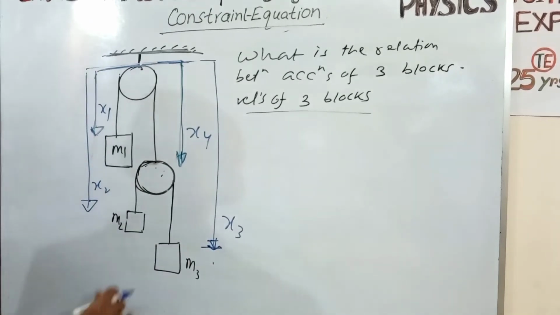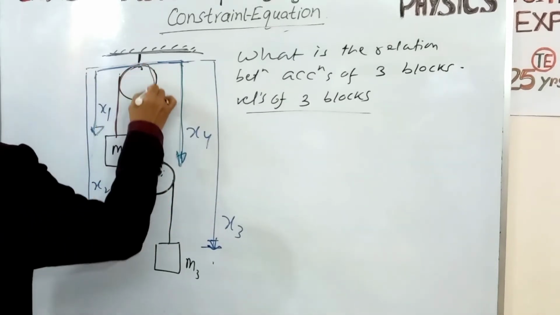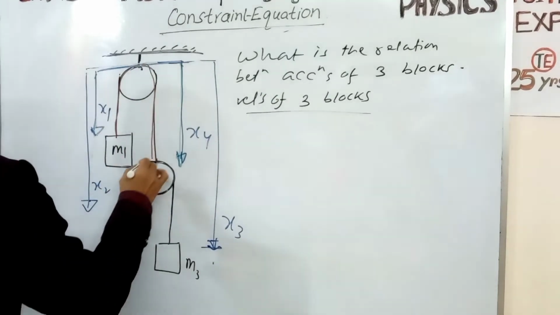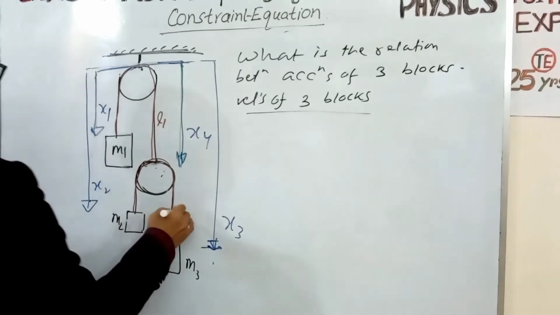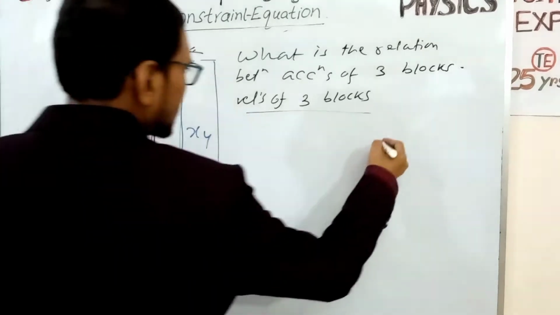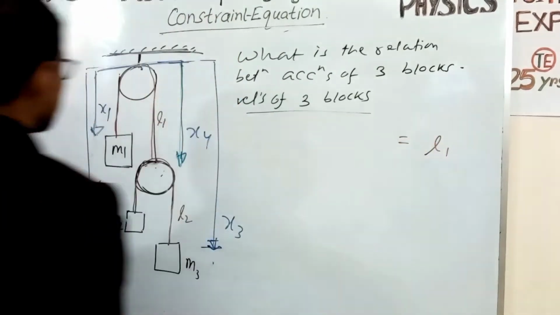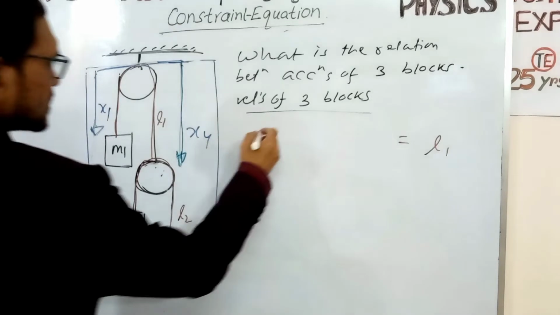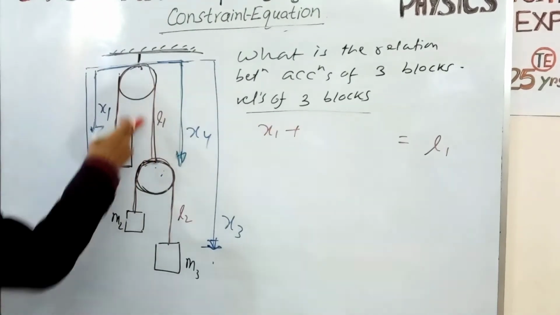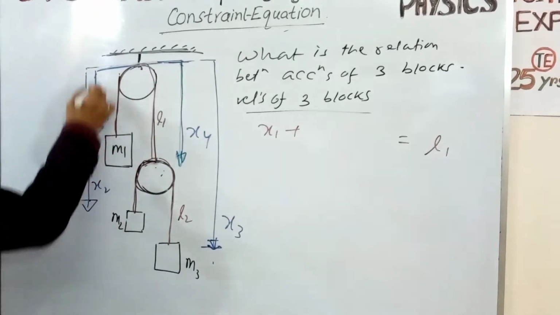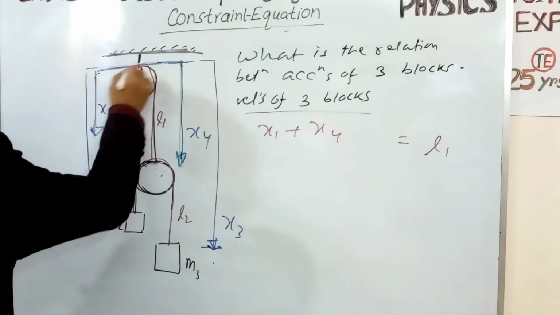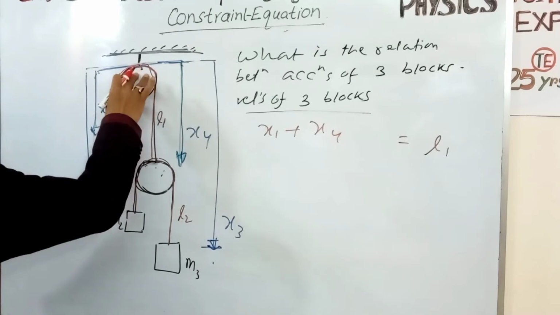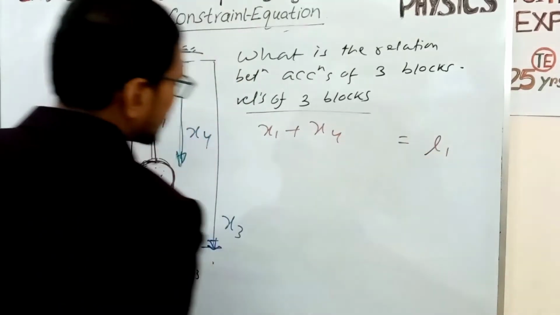Now what is here? Two strings are present, this string and this string. This is one string and here this is another string. Suppose this length of the string is L1 and this length of the string is L2. Now to calculate L1: this is x1 and this is x4, so x4 plus x1 becomes L1. We neglect this part of the length because it is always constant. So x1 plus x4 equals L1.